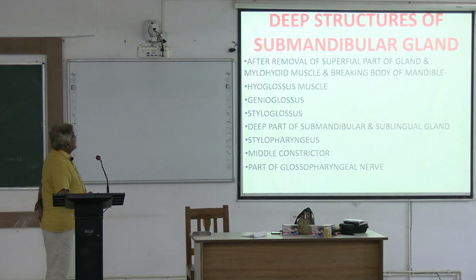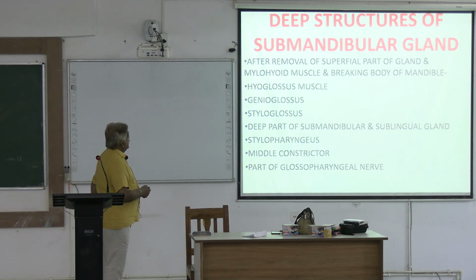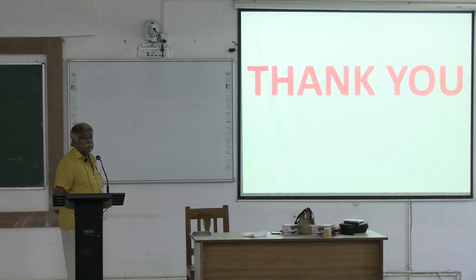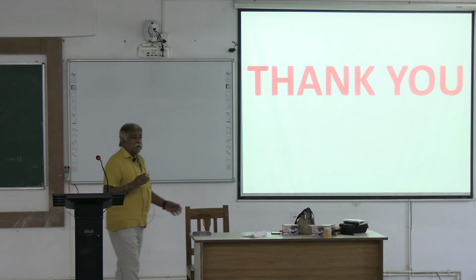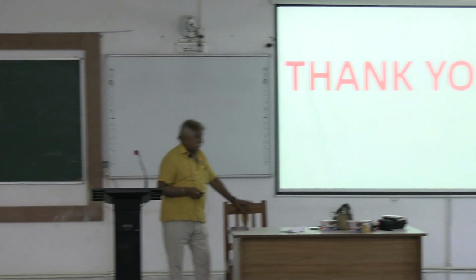Deep structures of the submandibular gland: after removal of the superficial part of the gland, the mylohyoid muscle, and breaking the body of the mandible, you see the hyoglossus muscle, genioglossus muscle, styloglossus muscle, deep part of the submandibular and sublingual gland, stylopharyngeus, middle constrictor, and part of the glossopharyngeal nerve. This much.